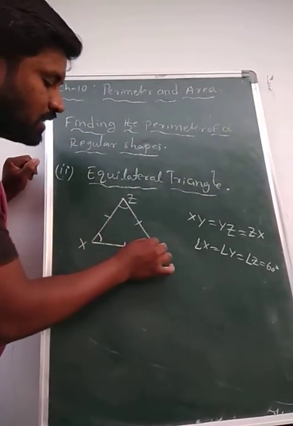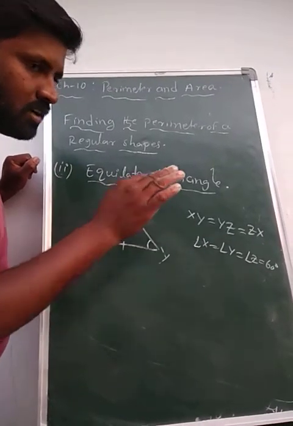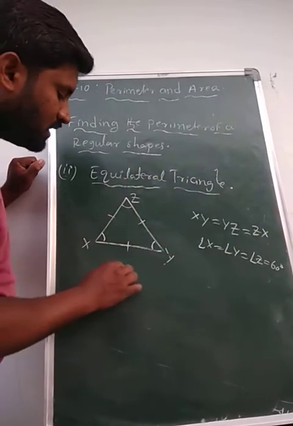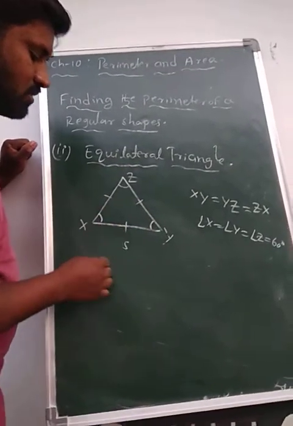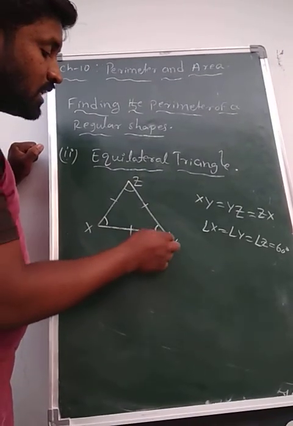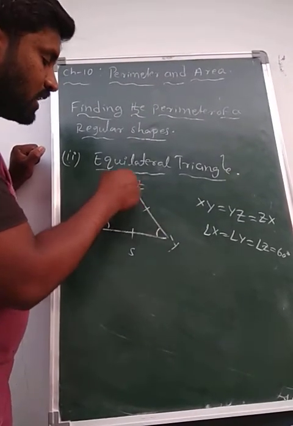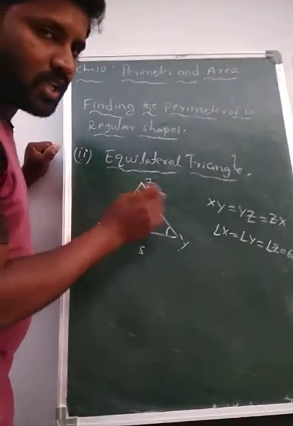Okay? So now here, all sides of an equilateral triangle are equal. So I am taking here a side of an equilateral triangle as S. Then automatically the length of XY is S, the length of YZ is also S, the length of ZX is also S, because all sides are equal.